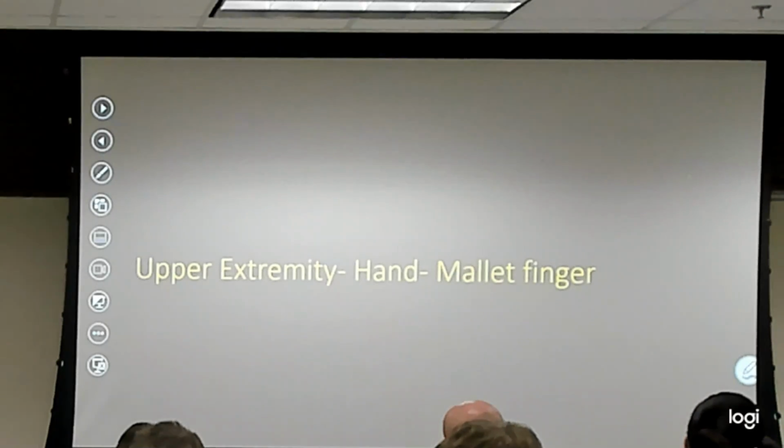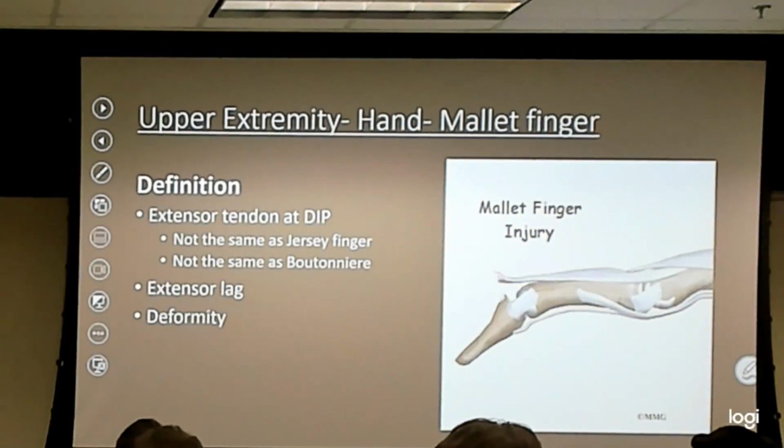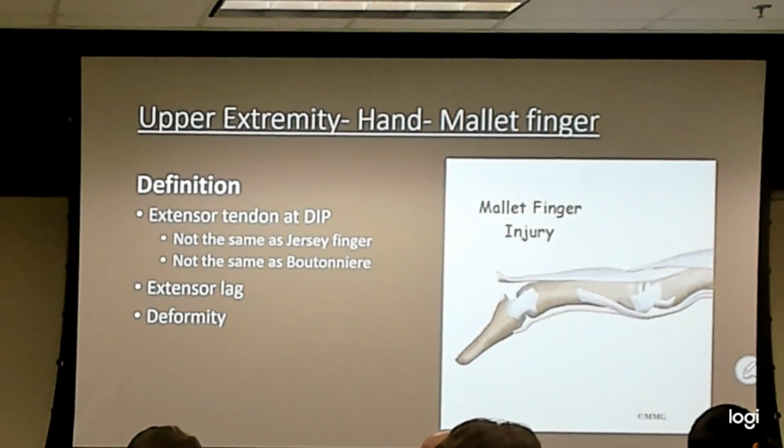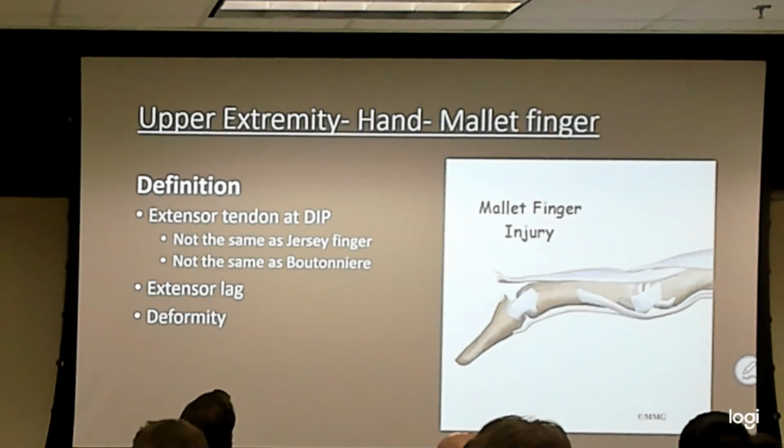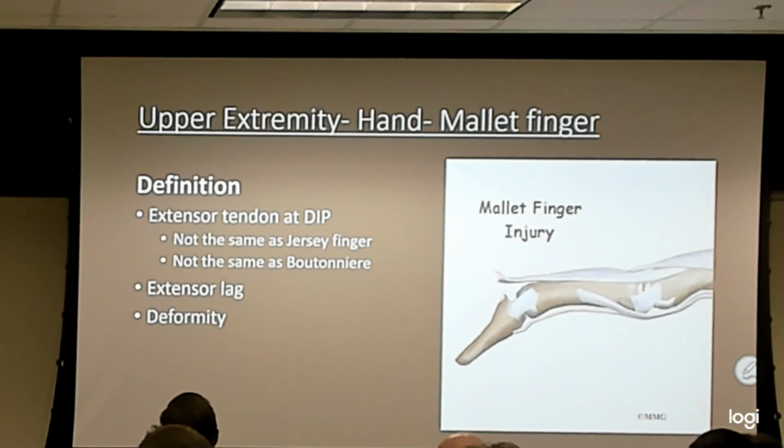Lunate. Mallet finger. Okay. Mallet finger is the extensor tendon at the DIP. It's not the same as jersey finger, which is a flexor problem. Boutonniere is at the middle phalanx or proximal phalanx, at the proximal interphalangeal joint. That's the attachment.